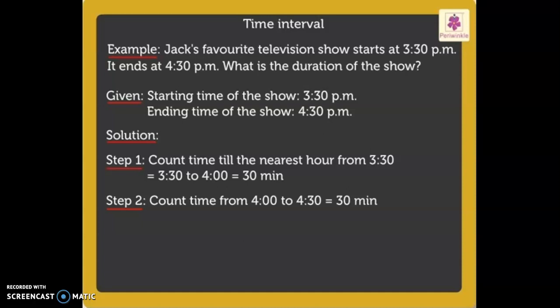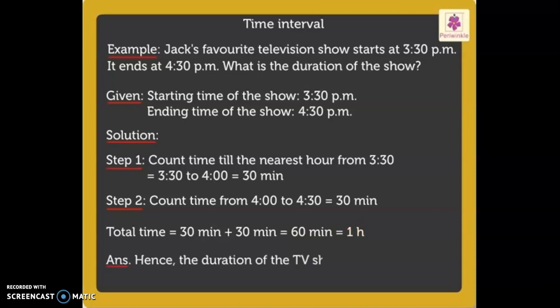So here, from steps 1 and 2, we get the total time as 30 minutes plus 30 minutes, which is equal to 60 minutes. But we all know that 60 minutes is equal to 1 hour. Thus, we get the answer as 1 hour. Hence, the duration of the TV show was 1 hour.